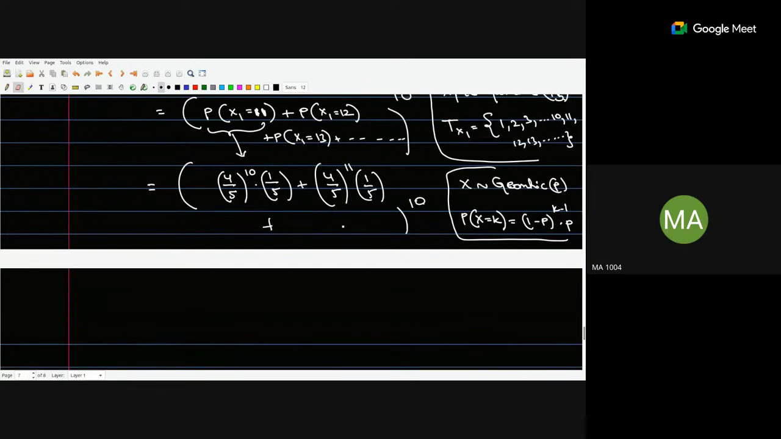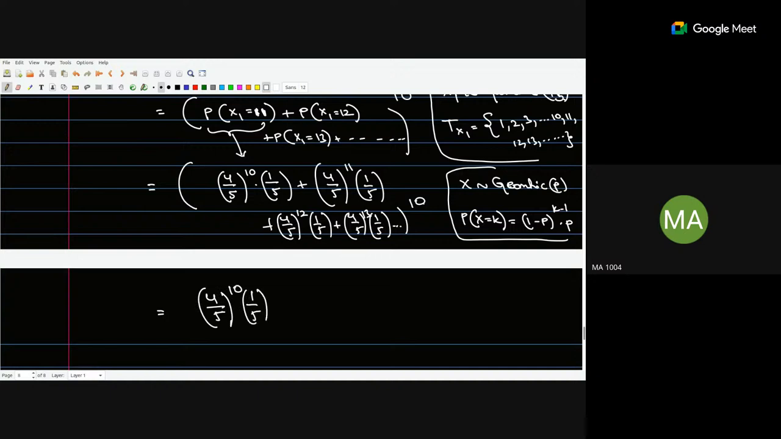So let me write down the other terms. The next term is X equals 13, the first success at the 13th place. So that means 12 failures followed by a success. The next term is 13 failures followed by a success. So that is the probability that X equals 14. And this goes and goes. So if you see, each and every term has (4 by 5) whole power 10 and 1 by 5. So you can take that common. So (4 by 5) whole power 10.